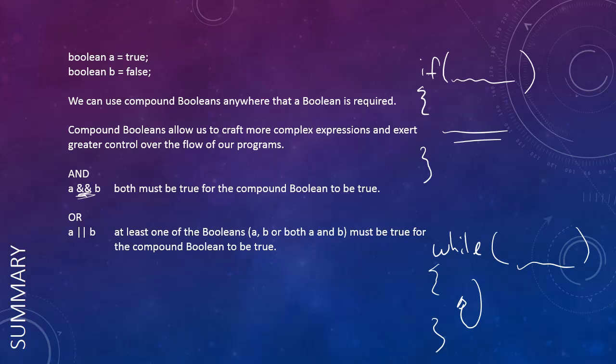An or statement looks like this. It's like A or B, and it looks like parallel lines. You'll see that on your keyboard, it's shift, somewhere near above the enter key, so find that. But at least one of the Booleans, A, B, or both A and B. So it says at least one, not exactly one. So A can be true, B can be true, or both A and B can be true in order for that compound Boolean statement to be true. Anyways, that's an introduction to compound Booleans. We've got our and and we've got our or.